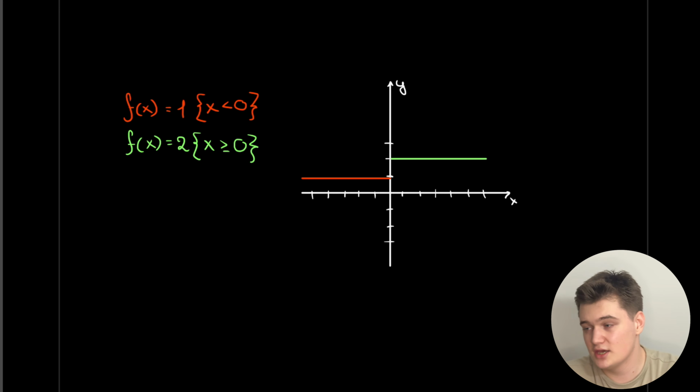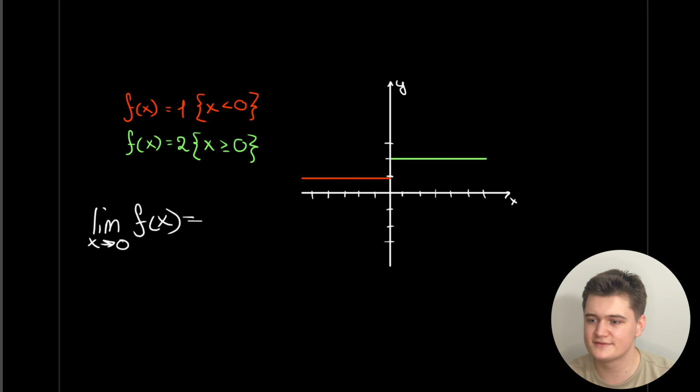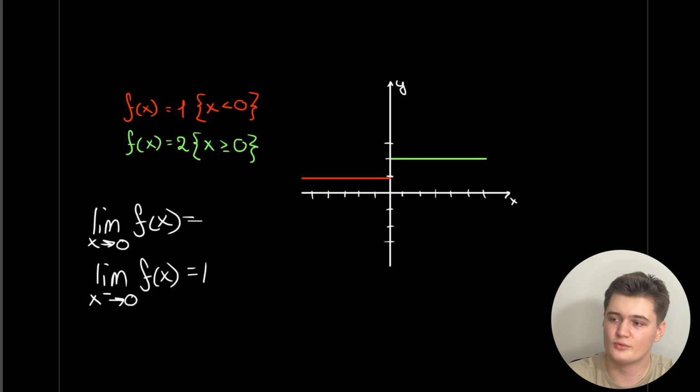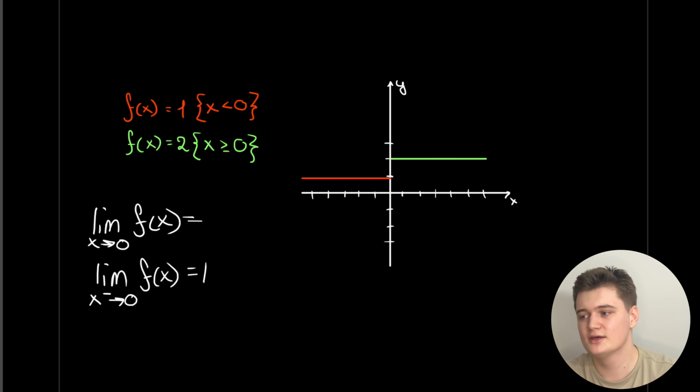So in this case, if we would try to take the limit as x approaches 0 of f(x), we can't really do much. We have to consider the left side first. The limit as x approaches 0 from the negative side of f(x) equals 1, right? We do not have any x's in our function, so there is nothing to plug in. It doesn't matter what kind of value you're going to plug in, it's still going to be 1. So it means that this part is approaching the value of 1 that is located right over here, right?